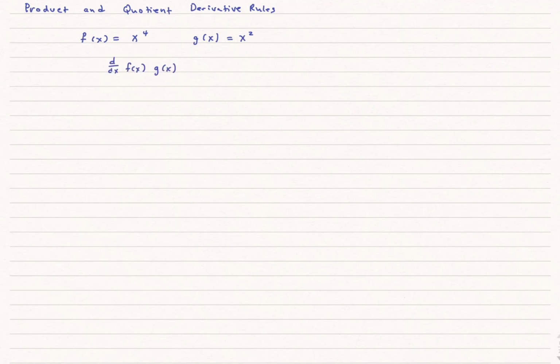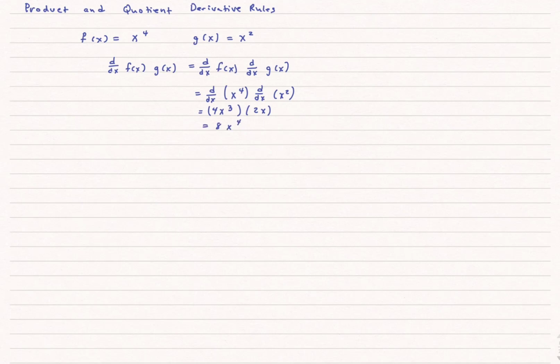x squared. If I wanted to find the derivative of f times g of x, if I made the mistake of doing this, what I would get is this. The two derivatives multiplied together, and when I finish multiplying this out, I would get 8x to the fourth.